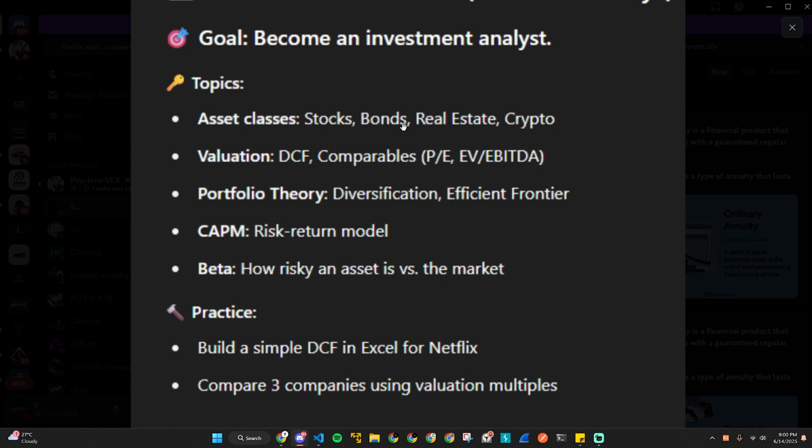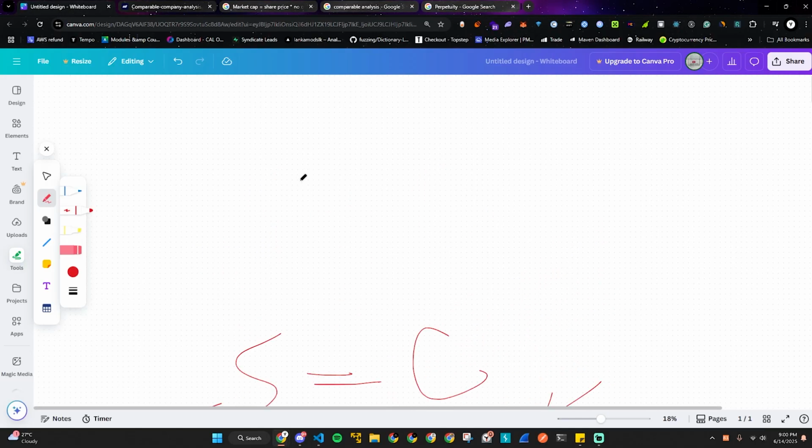Asset classes, so stocks, bonds, government bonds, real estate, crypto. Stocks is the usual share market. So keep in mind, stocks are done in this form. Okay, so investment banking, what they do is they have the company, right? Company A comes to you. You're the investment bank.